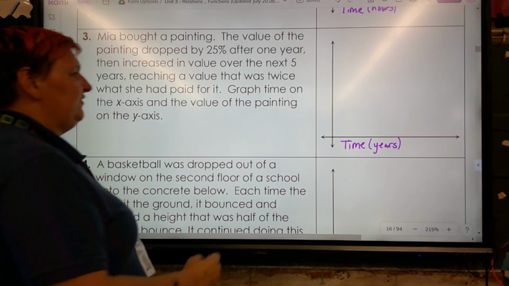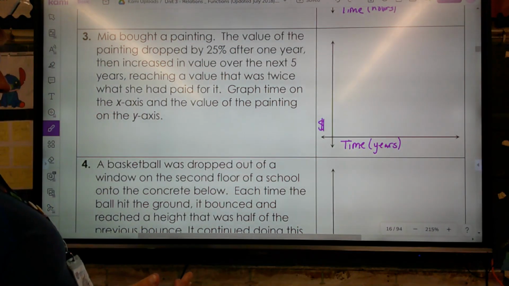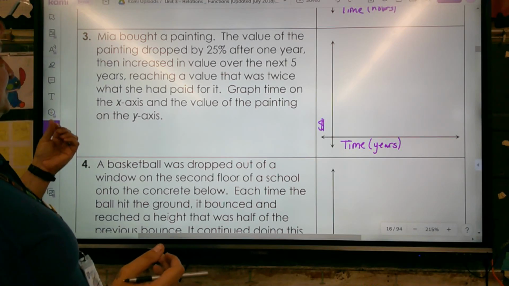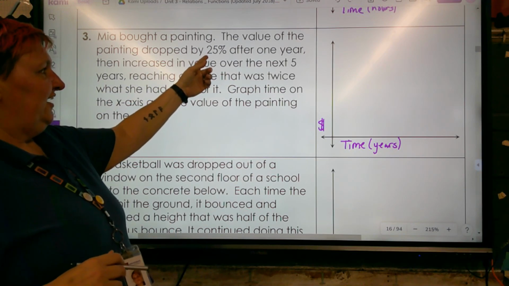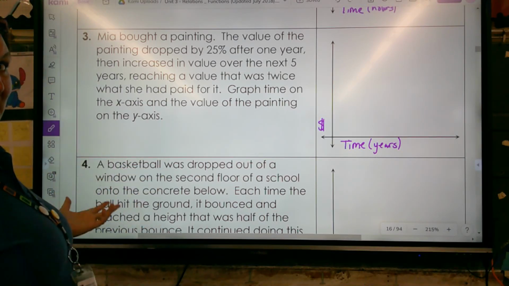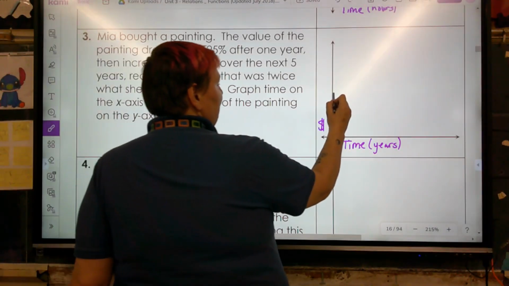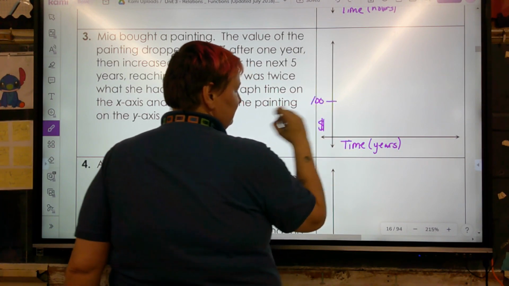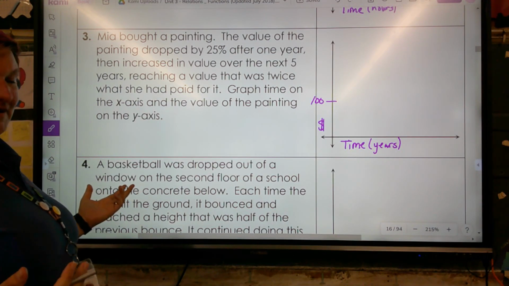And the value of the painting on the y-axis, so we're going to do money. And it doesn't give us amounts per se, like not $5, $10. What it tells us is that there was an initial value and that it dropped by 25% and then increased and ended up doubling. So what we can do is just make up a number, or we could use percents. So let's call this the original value, and let's say it was $100. It's a nice round number. And they don't tell you, so you can make it whatever you want.